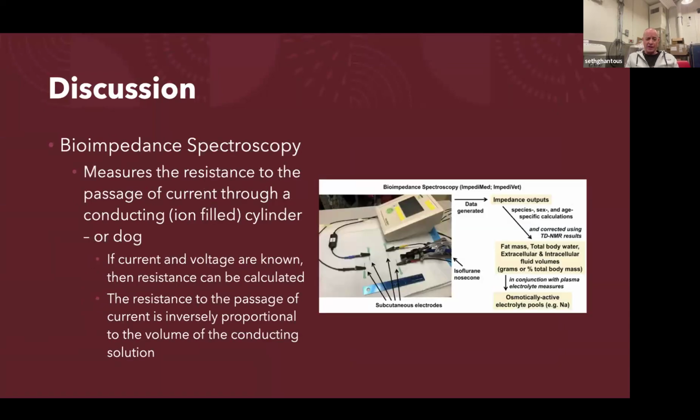The way that this works is it measures the resistance to the passage of a current through an ion-filled or conducting-filled cylinder, if you're using it in a manufacturing or chemical setting, or in human tissues or dog tissues. The dog could be considered the cylinder. If the current and the voltage are known, then the resistance can be calculated, and the resistance to the passage of the current is inversely proportional to the volume, and that way the volume can be deciphered.